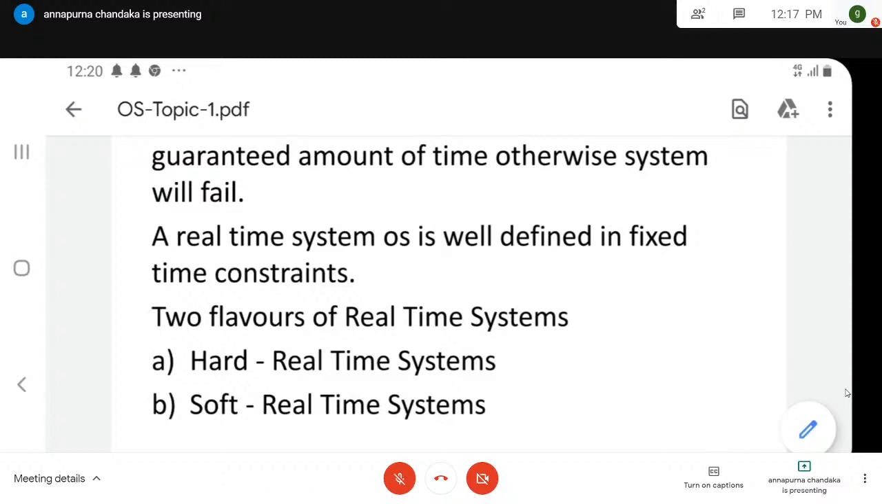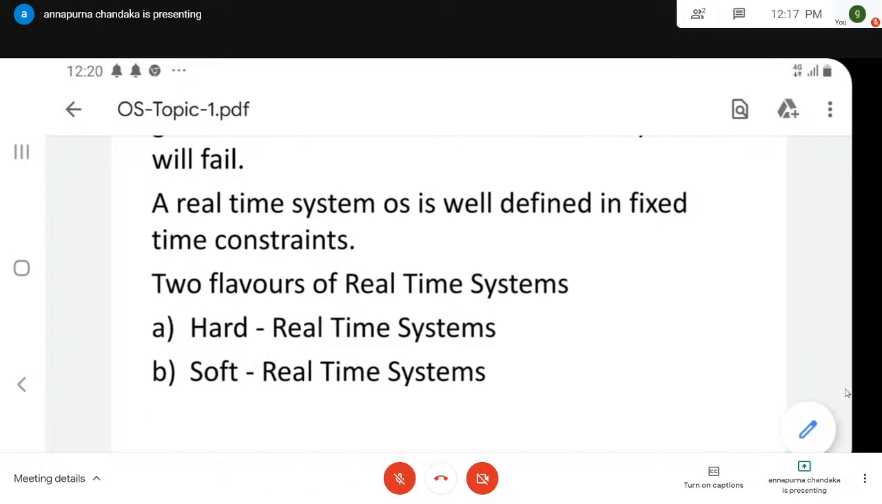Now there are two flavors of real-time operating systems in the market. Number one is the hard real-time system. Number two, the soft real-time system. Coming to the first one, the hard real-time system: the definition given to you so far is the hard real-time system. Now, the soft real-time system.